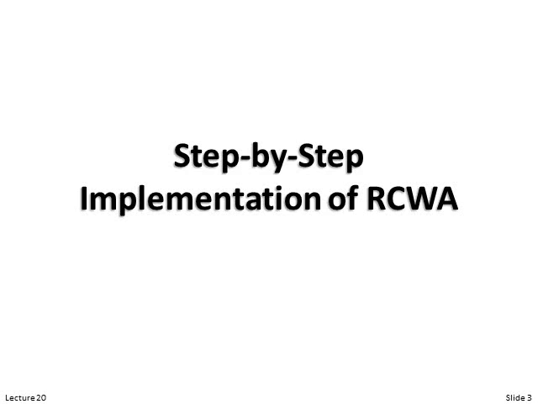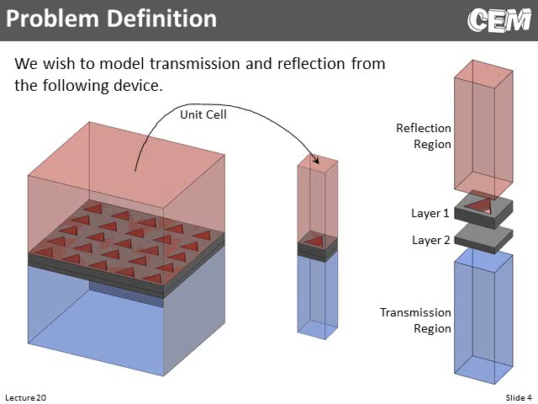So here we go. This is the step-by-step, talk you through each step of the rigorous coupled wave analysis algorithm. So for this example, we have a crossed grating, if you will. It's a square array, maybe it's even a rectangular array of triangles.